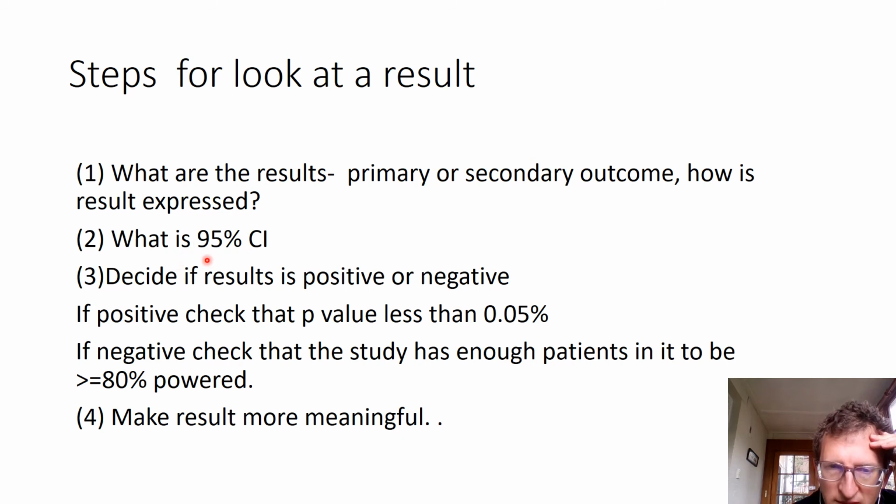And then we said that the next step is you decide, based on the confidence interval, whether the result is a positive study or a negative study. So did it show a difference or not? And then we said that if it's a positive study, you go to the p-value to see if it's less than 0.05. Whereas if it's a negative study, you don't go to the p-value, you go to the power. So in other words, you go to different things depending on whether it's a positive or negative study. And we pointed out that this is how you deal with chance, the last bit of our 4 possibilities of a result.